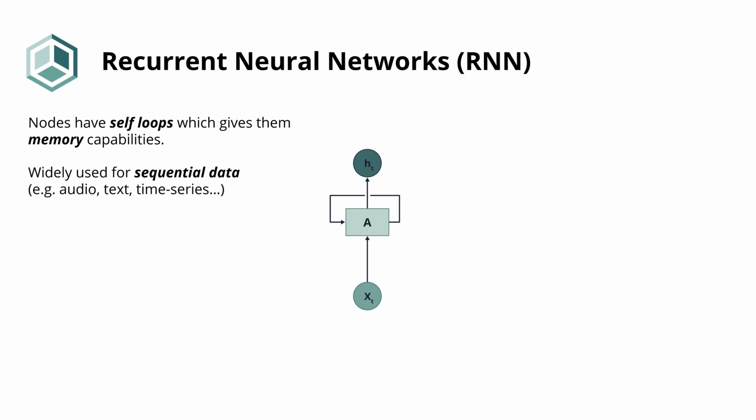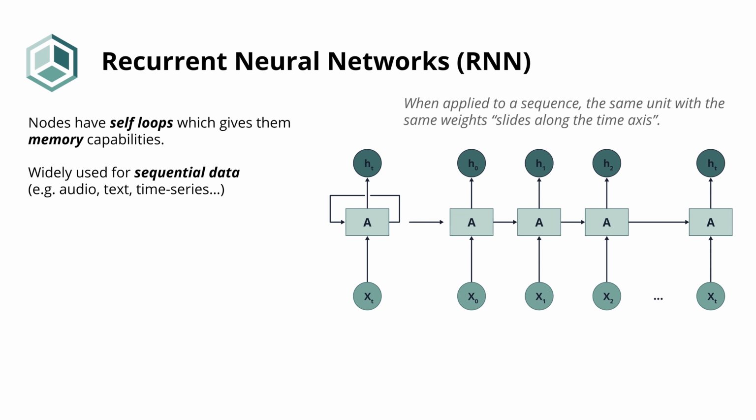When applying these networks to a sequence, it becomes easier to reason about what's going on by unwinding the network. We see here that the network processes the input sequence x0, x1, and all the way to xt, and for example, when processing the element x1 to produce the output h1, it reads both the element itself, but also its memory formed by processing the previous element x0.